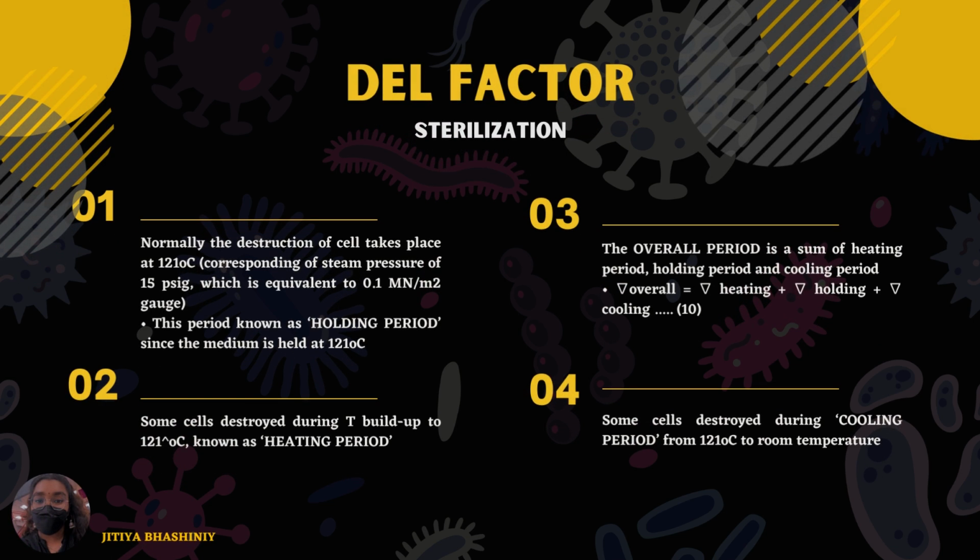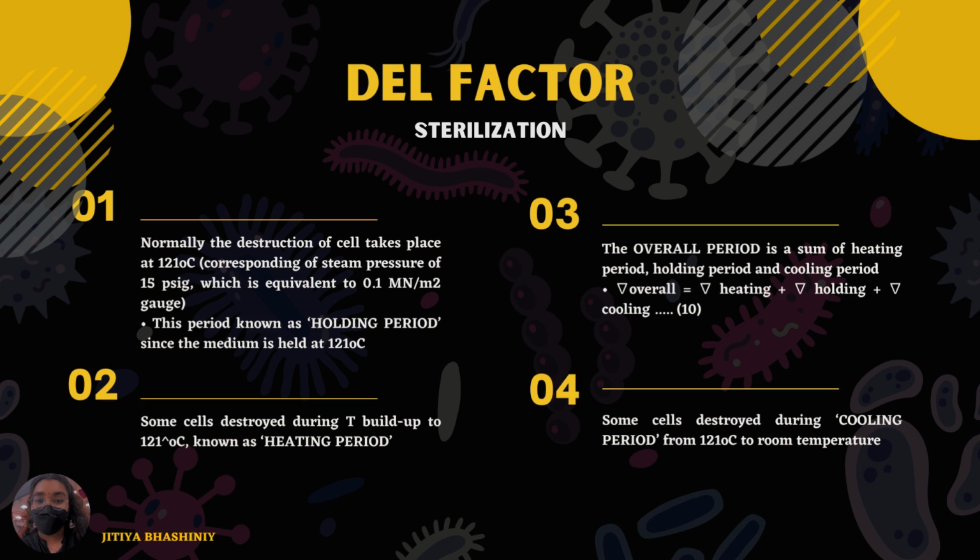So from this, we know that the overall del factor is 32.2. Theoretically, we understand that the destruction of cells normally takes place at 121 degrees Celsius, which corresponds to a steam pressure of 15 psig, equivalent to 0.1 MN per m² gauge. This period is known as the holding period, since the medium is held at 121 degrees Celsius.